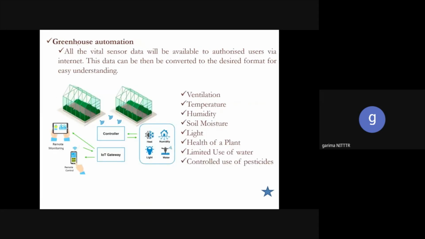Similarly, greenhouse automation. You have so many applications, a few of them are mentioned here, and those applications can be controlled with the help of IoT. One part is that you are implementing smart meters, water meters, or gas meters and so on. But the other part is that if you automate that system, it will obviously increase the efficiency of the system, and it will save energy also. This data, which we have automated, can be converted to the desired format for easy understanding also. For example, all this data is controlled by the controller through the IoT gateway. It is provided for remote monitoring either on your mobile phones or on your screens.